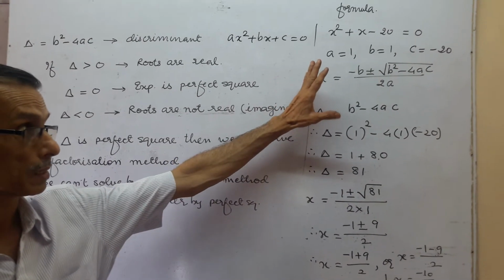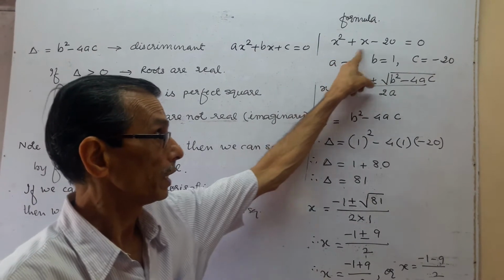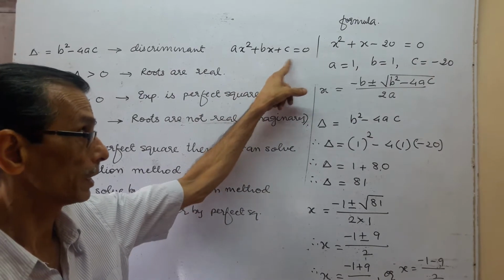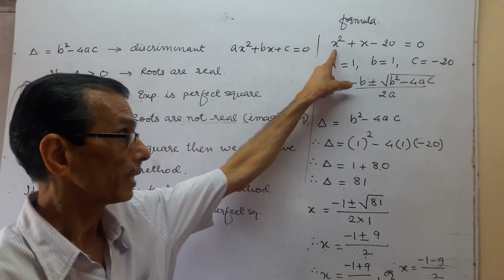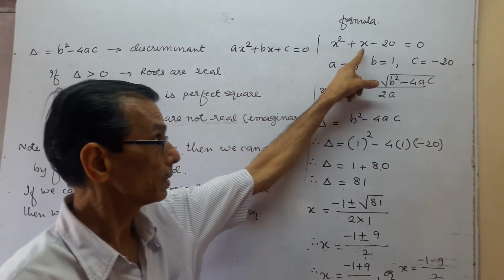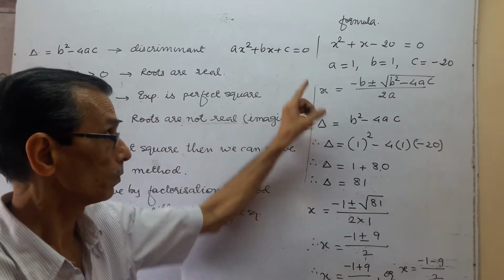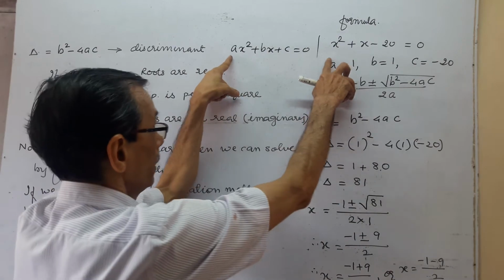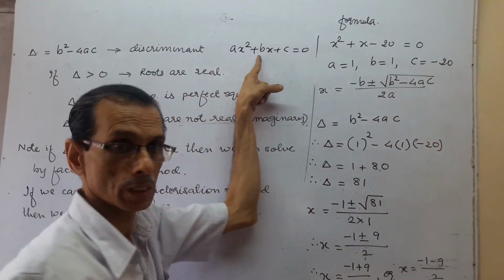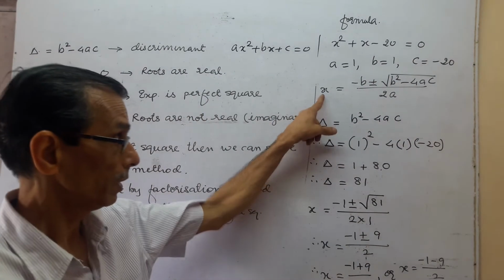When you solve the last sum by formula method, we have seen that every equation is compared with the general formula ax square plus bx plus c equal to 0. And then we write the values of a, b and c. As we compare x square plus x minus 20 is equal to 0 with ax square plus bx plus c is equal to 0, we get a equal to 1. B is also 1, so here no coefficient, it is supposed to be 1. And c is minus 20. And then we write the formula.